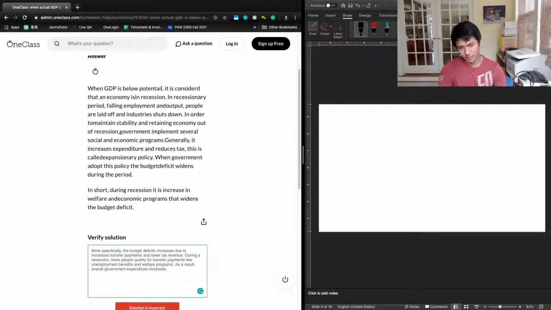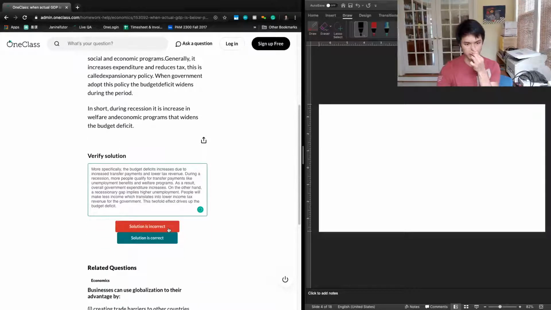increases. On the other hand, recessionary gap implies higher unemployment. People will make less income, which translates into lower income tax revenue for the government. This twofold effect drives up the budget deficit. Okay, I can mark the solution as correct because they got the right answer, but a little bit better clarified here.